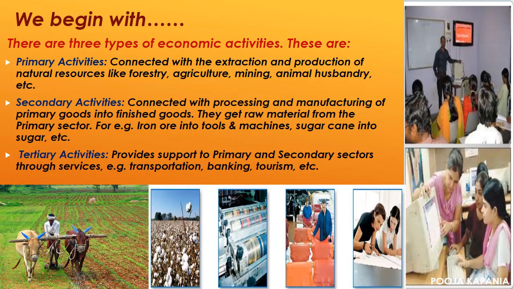In secondary activities, you've already studied that it is connected to the processing and manufacturing of primary goods into finished goods. And in tertiary activities, you've already studied that it provides support to the primary and secondary sectors through services. Now, in this chapter, we are going to study agriculture, which is the main primary activity of a country.